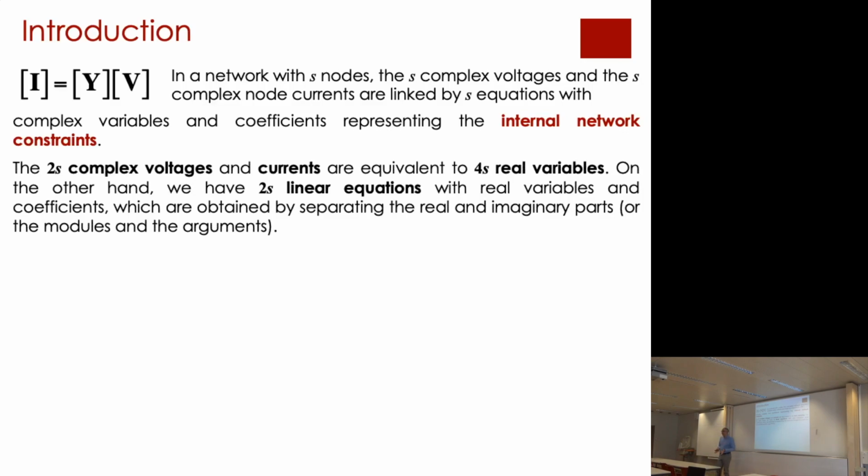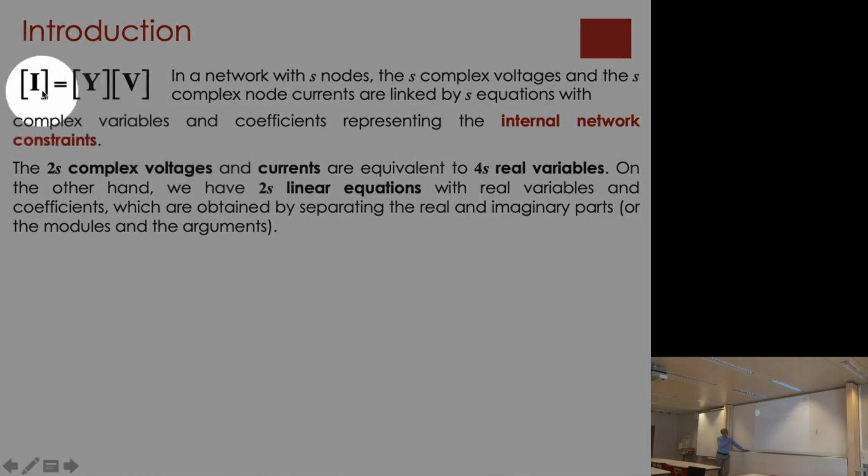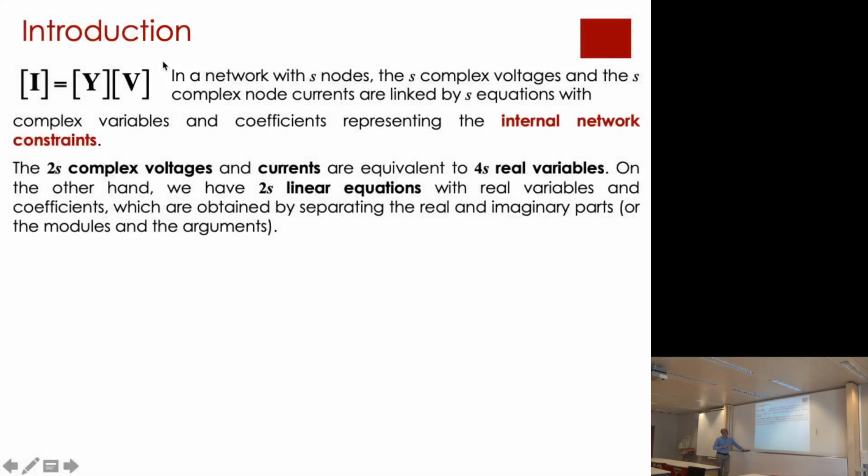So in terms of number of variables, how many variables do we have? Well, we have 2S complex voltages and currents, which are equal to 4S real variables. Okay. And we have 2S linear equations, which are represented by this equality written in matrix form. Therefore, we need to fix 2S real variables to get the other 2S real variables. Okay, irrespective of whether you're using voltages and currents or powers. Okay, so this is the number of degrees of freedom that you have in the system.